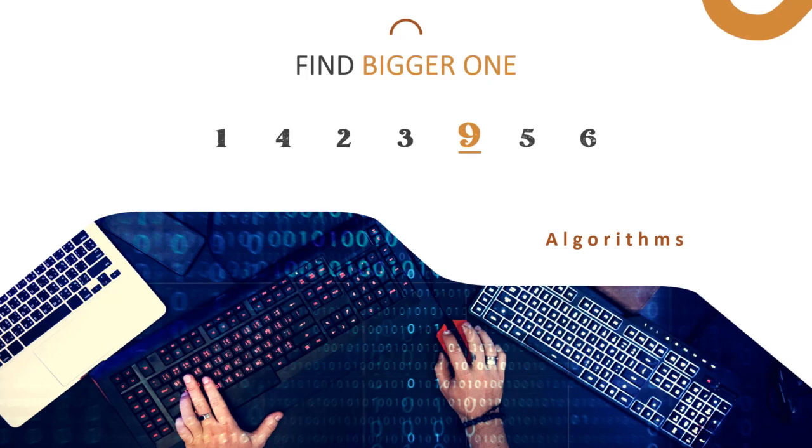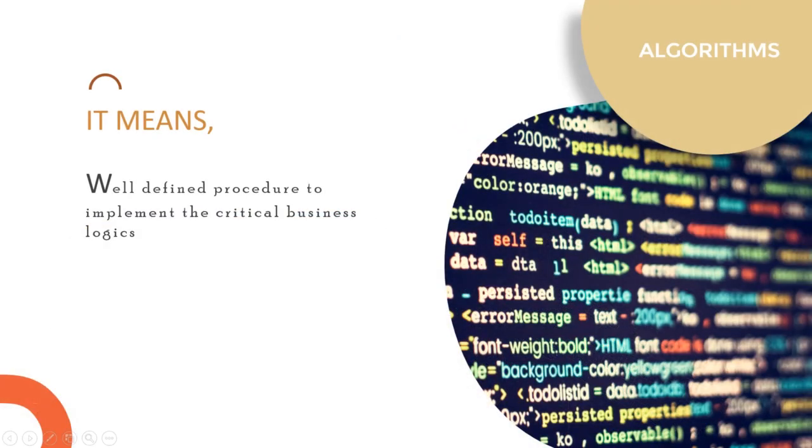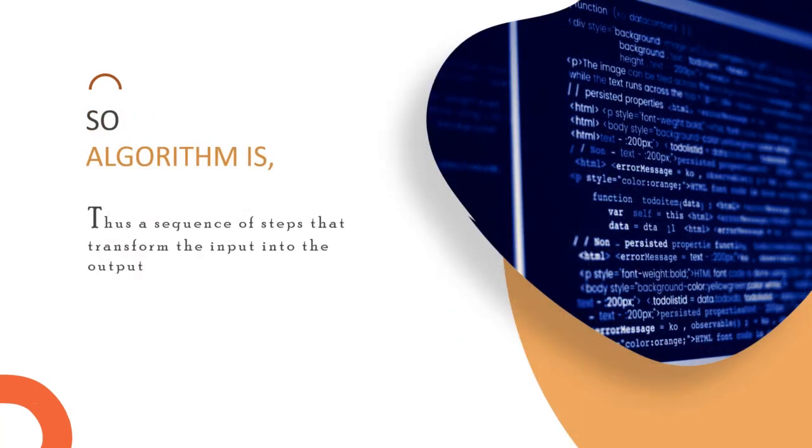You know what you did now? You have just used some procedure to identify the biggest number, right? This is what an algorithm is. Algorithm means a well-defined procedure to implement something. There may be a lot of ways to implement a specific problem, but an algorithm is the efficient way to do that. Or simply we can say that an algorithm takes a value or set of values as input and produces a value or set of values as the output. So an algorithm is thus a sequence of steps that transform input into output.